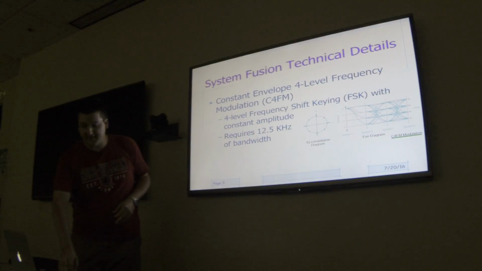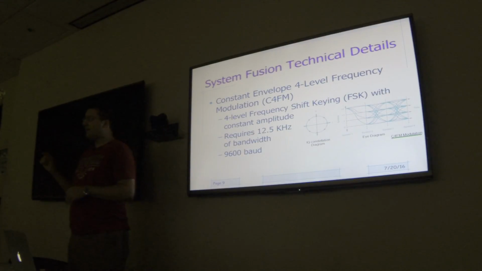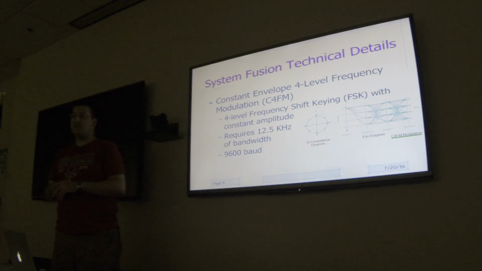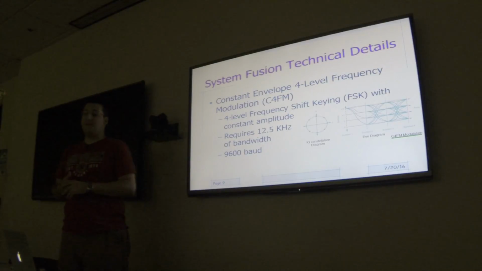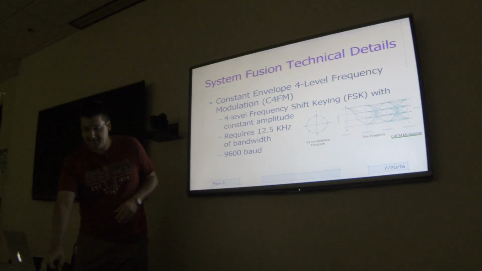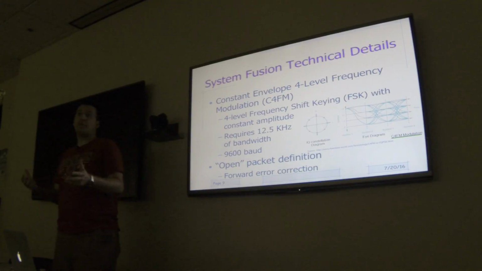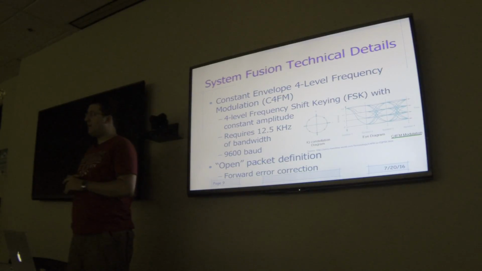Now, what that enables us to do requires a little bit more bandwidth, but gives us a lot more capabilities in terms of transmitting a signal. And you can now transmit 9600 baud. Again, it's an open packet definition, and this does have forward error correction in its full packet width. It can do data as well. However, the spec is not complete.